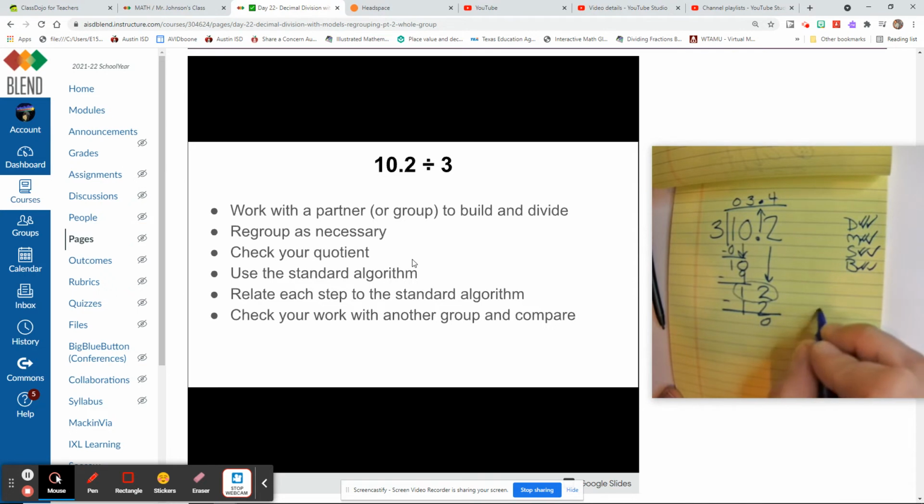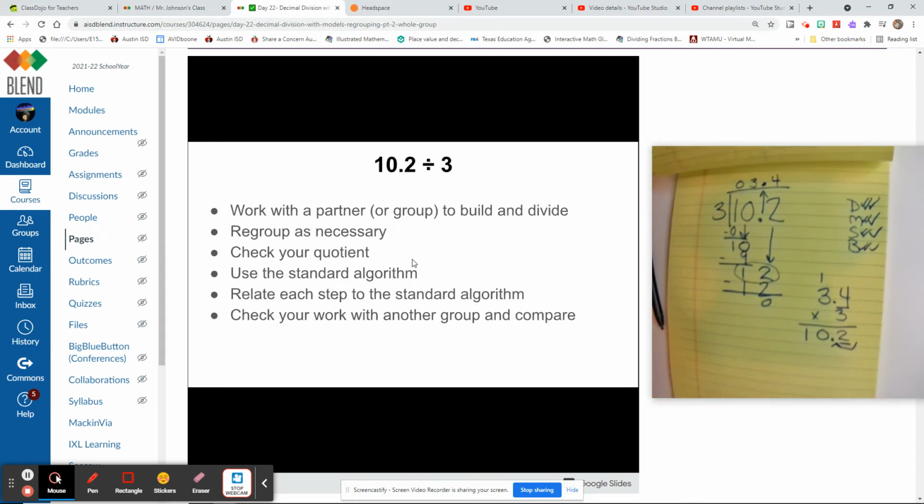So 3 and 4/10. Checking our work, 3 and 4/10 times 3. 3 times 4 is 12. Carry the 1. 3 times 3 is 9. Plus 1 is 10. We have 1 decimal place, so we have 1 decimal place in our answer. That looks good to me.